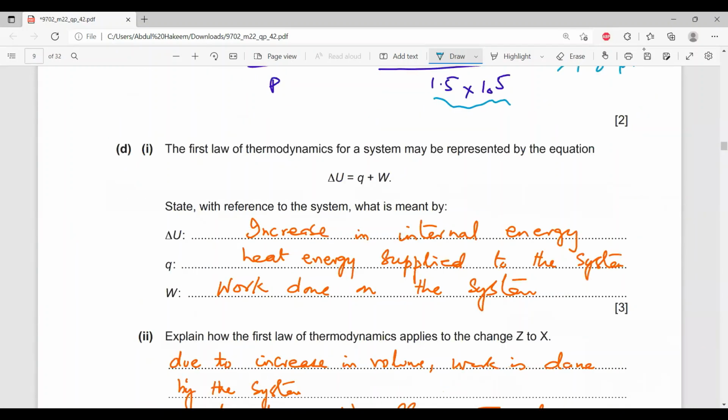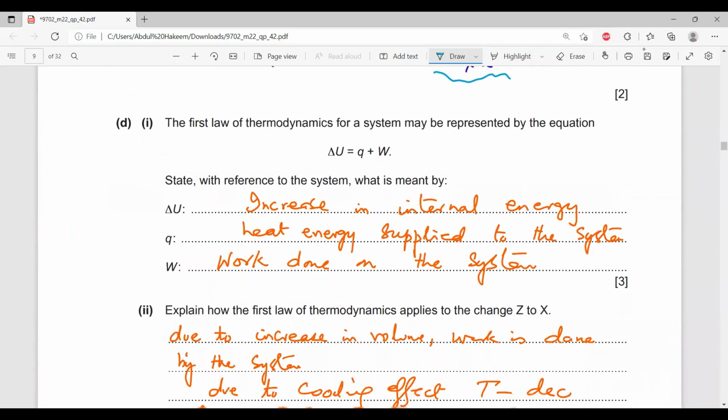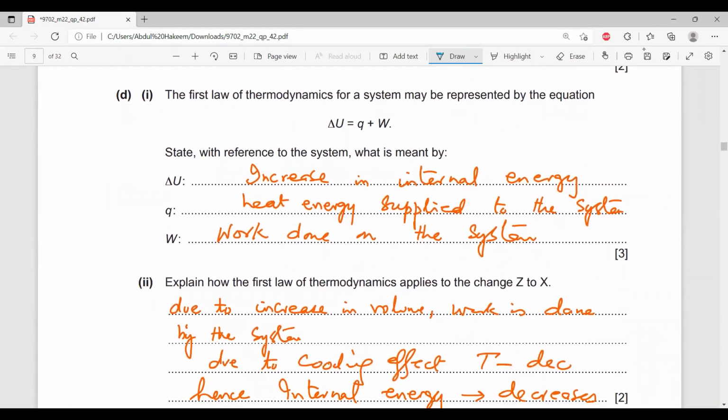Next, the first law of thermodynamics for a system may be represented by the equation delta U equals Q plus W. State with reference to the system what is meant by delta U. This is positive delta U, so increase in internal energy of the system. Then positive Q, heat energy supplied to the system. And positive W means work done on the system during compression.